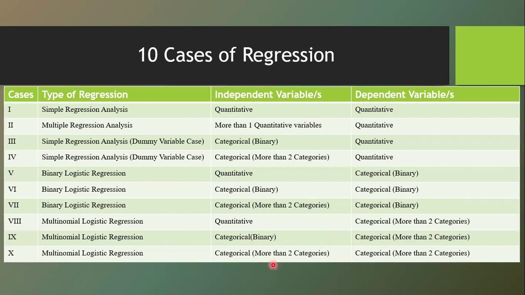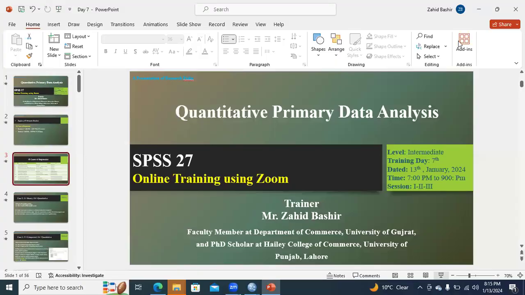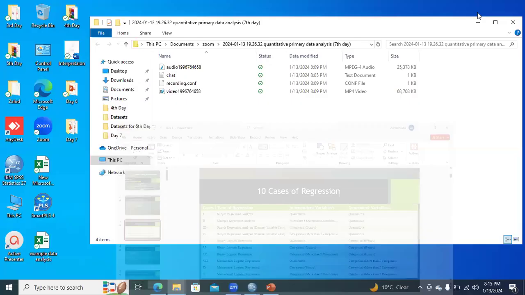And in case number 10, your independent variable might be categorical and your dependent variable may also be categorical. So we will analyze these cases one by one, and we will come to know how the analysis can be done. As a first step, I will analyze a simple regression with a quantitative independent variable and a quantitative dependent variable. And you can interpret the results in the same way as we have done previously.